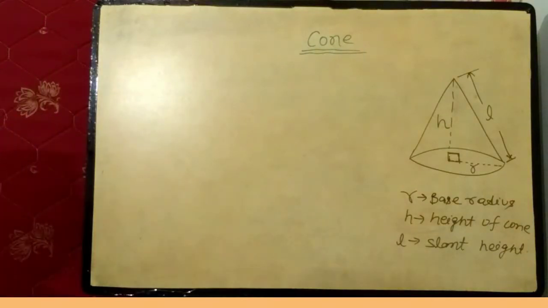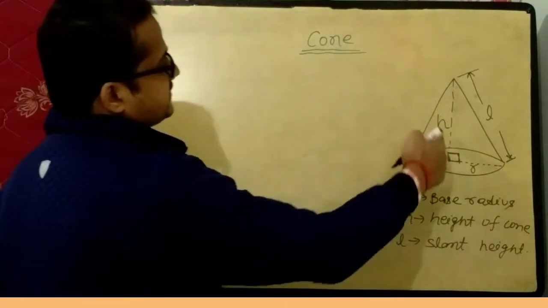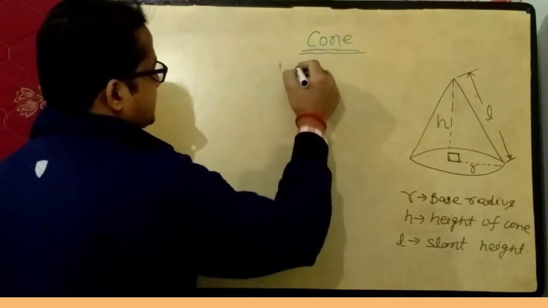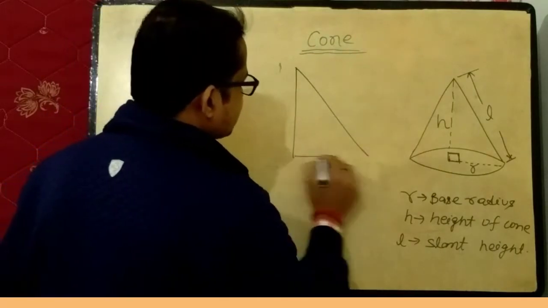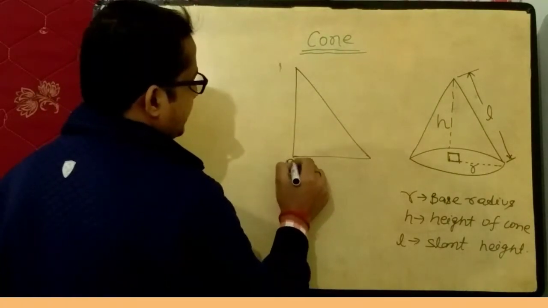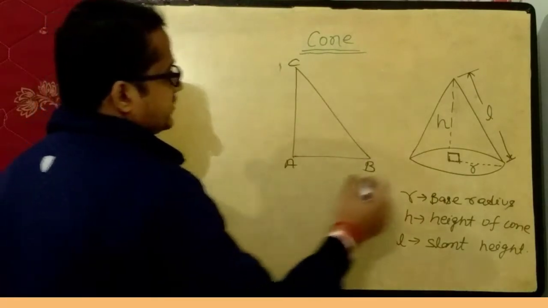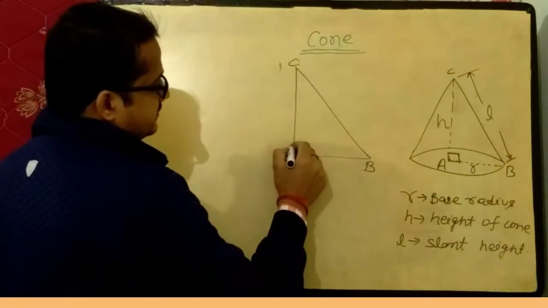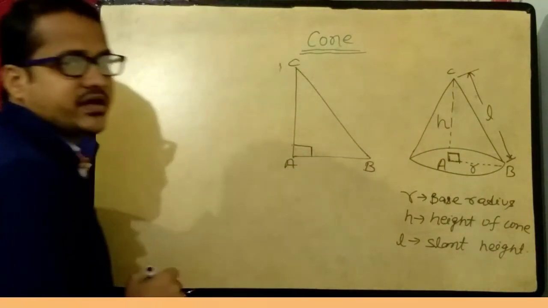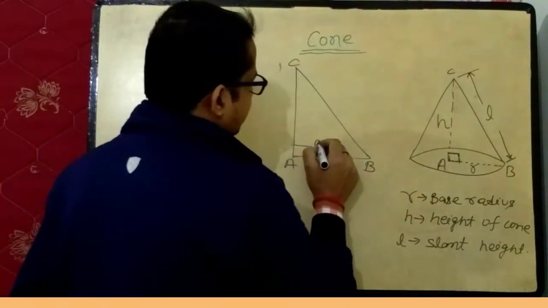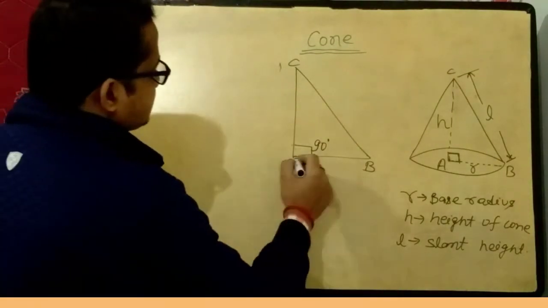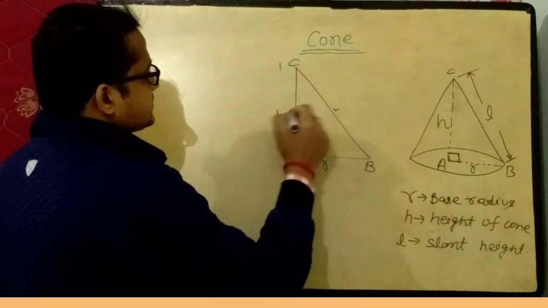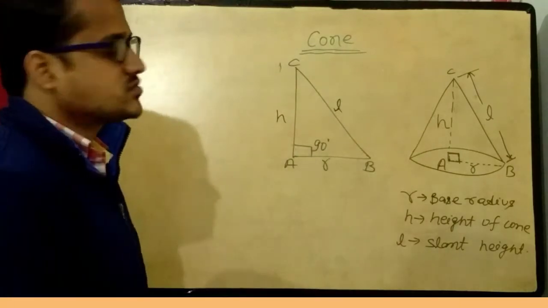Now, in order to calculate the relation between this h, r and l, I am just considering a triangle ABC, which is shown in this cone. This triangle ABC is making an angle of 90 degrees at A. This AB is small r, this AC is h, and this BC is small l.